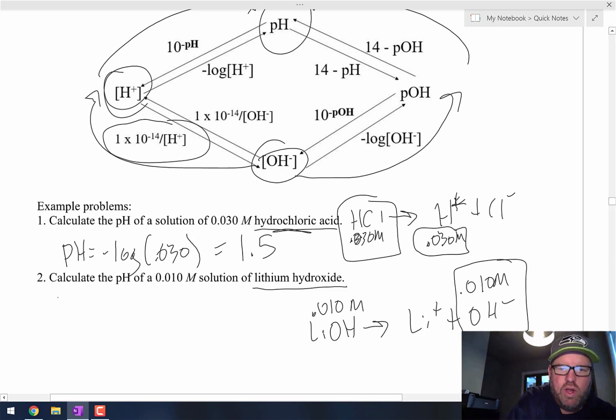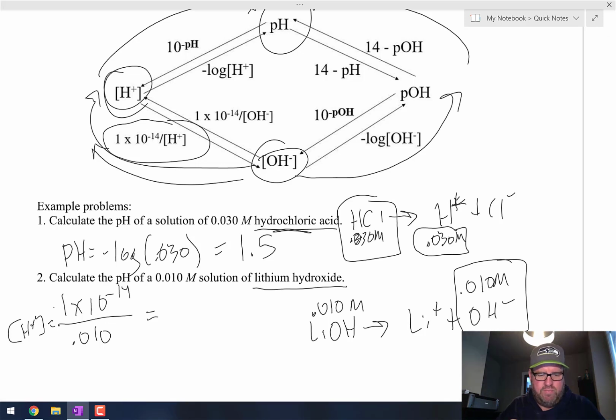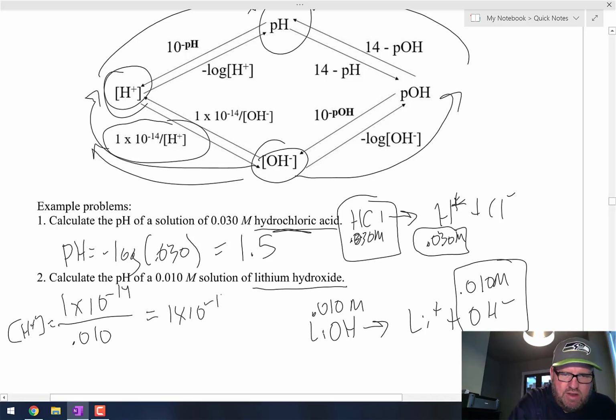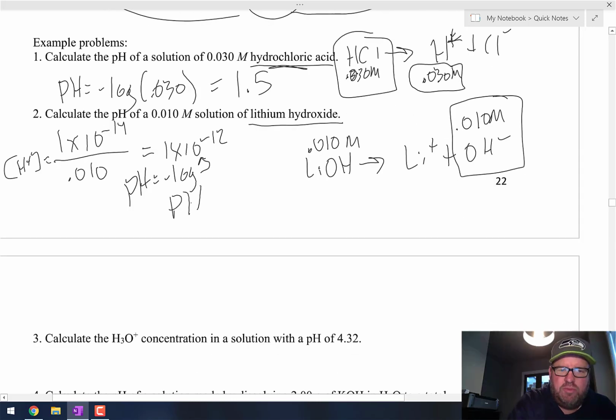So I'm gonna go this way just because we got to go one way, right? So 1 times 10 to the minus 14th over 0.010 is going to give me the hydrogen ion concentration. So 1 times 10 to the minus 14th divided by 0.01 equals 1 times 10 to the negative 12th. And then the pH is equal to the negative log of that number. So the negative log of that answer is exactly 12. So the pH equals 12 in that case.